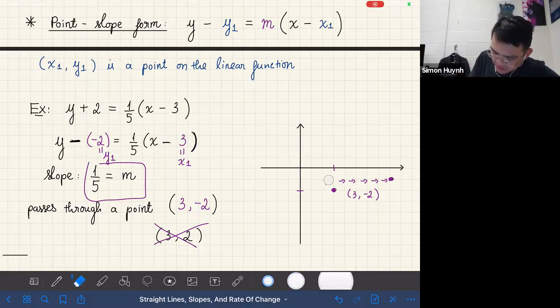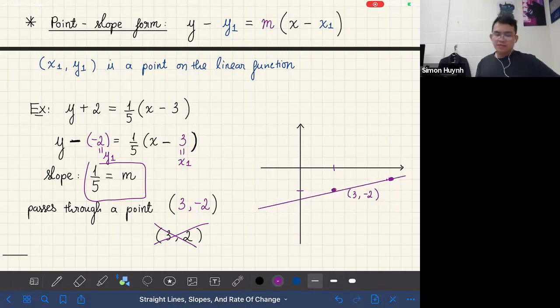Let's clean this up a little bit. And now, because I have 2 different points, I can connect them. And that would be the graph of my linear equation on the xy plane. Okay, and what else can we do with this?